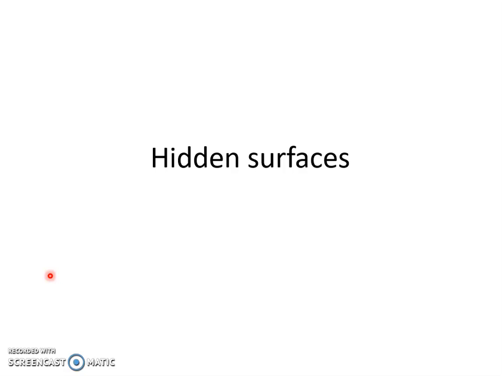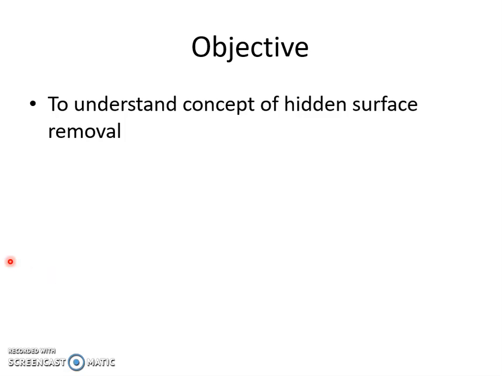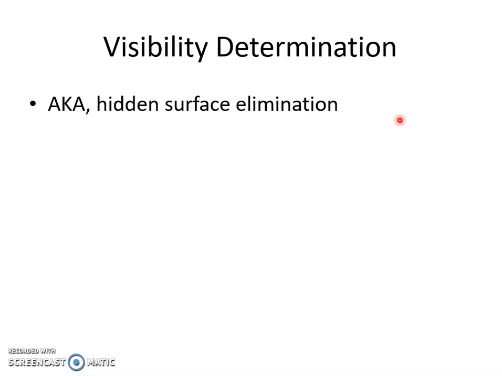Today we will study about hidden surfaces, the importance of identifying and removing hidden surfaces. The objective is to understand the concept of hidden surface removal. Hidden surface removal, that is hidden surface elimination, is also called visibility determination.